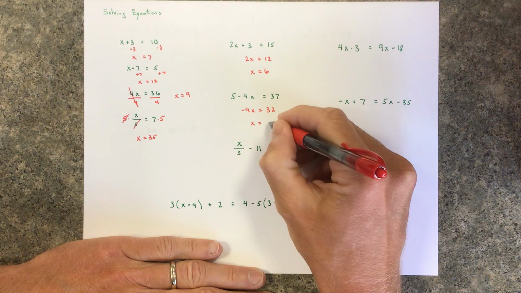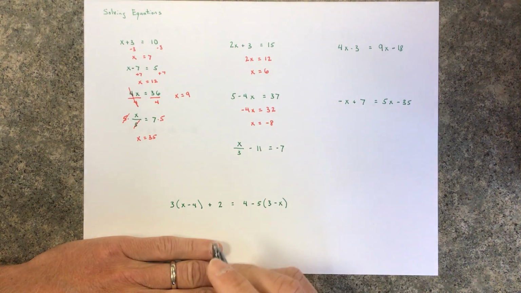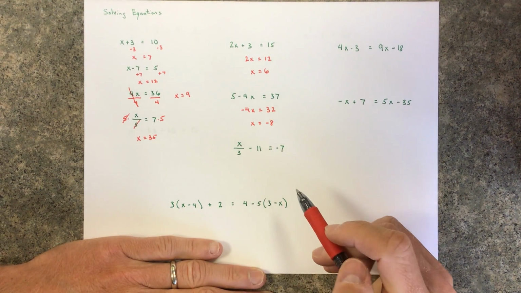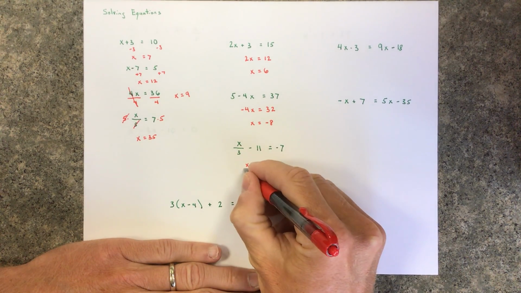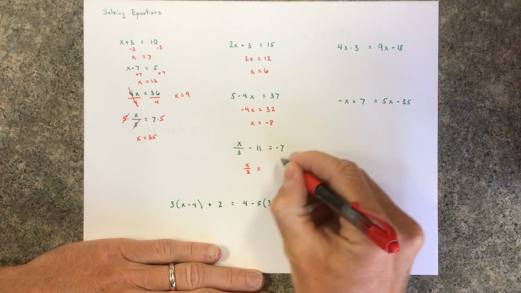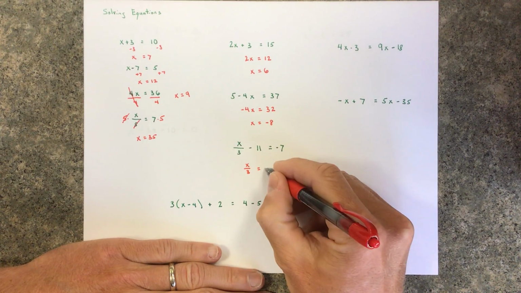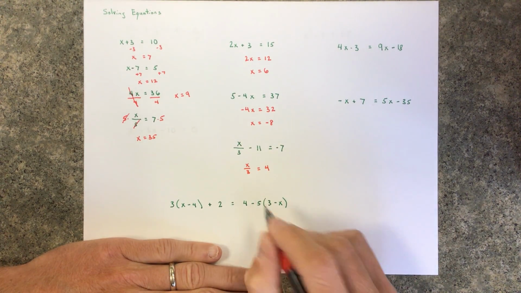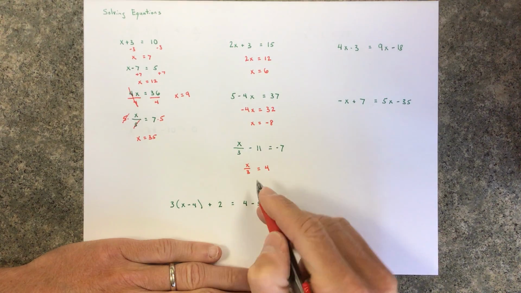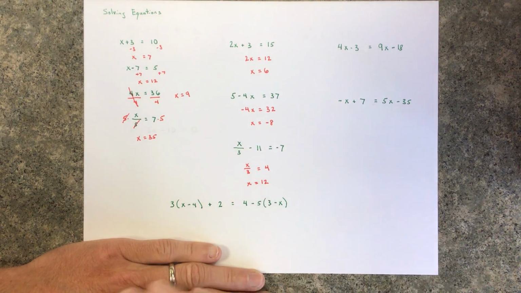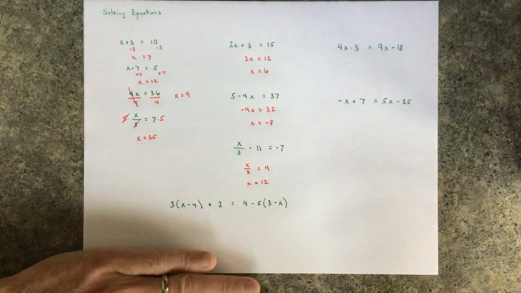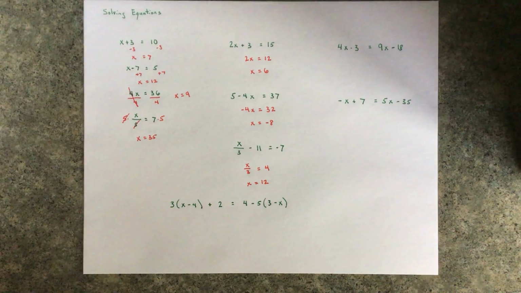32 divided by negative 4 is negative 8. Again, a positive divided by a negative is in fact a negative. Okay, here I'm going to add 11 to both sides. Negative 7 plus 11 is going to be positive 4. And then to get rid of this division by 3, I'm going to multiply both sides by 3 and get 12. Okay, so those all kind of just took 2 steps.